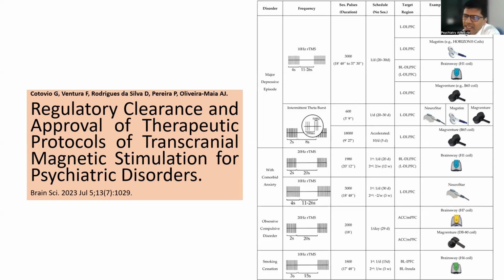Even DLPFC is another target in OCD. I will be coming to the evidence in favor of the different areas when I talk about OCD in detail in subsequent slides. Smoking cessation is a recently approved condition that uses the H4 coil, particularly targeting the bilateral inferior prefrontal cortex. It has been targeted by the H4 coil using deep TMS and was recently approved by the FDA for smoking cessation treatment.